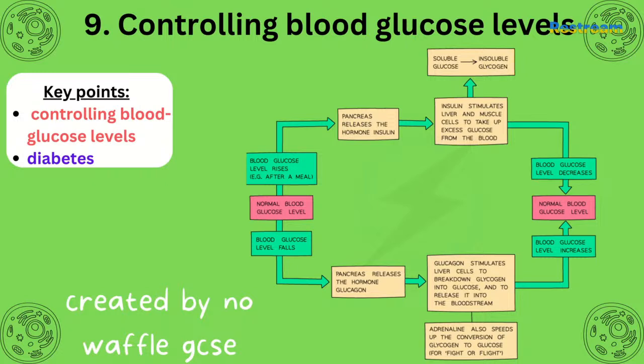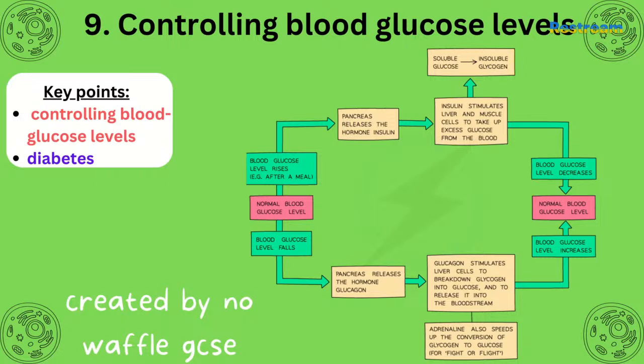So, when your blood glucose levels increase, say after you've had a meal full of carbohydrates, the pancreas releases the hormone insulin. As the hormone insulin is released, it stimulates the liver and muscle cells to take up more glucose, as well as convert the excess glucose into glycogen. Okay, so the excess glucose is stored as glycogen, from soluble glucose to insoluble glycogen.